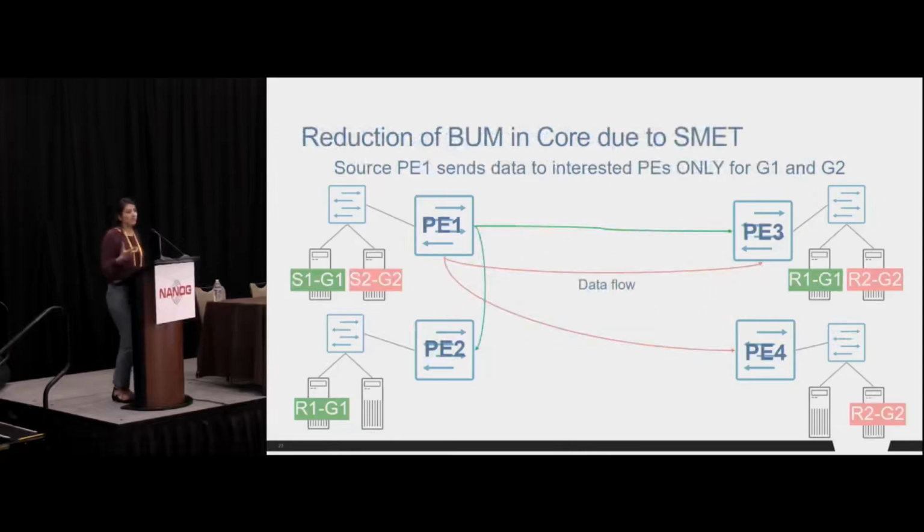Now, PE1, which is the one that is responsible for sending the data out, is sending the red data to only those PEs that have red receivers. So if you focus on the red lines, PE1 is not sending the red data to PE2 because it did not receive an SMET route from PE2.